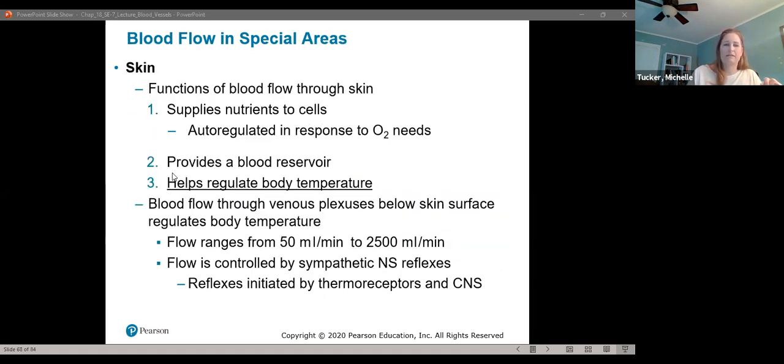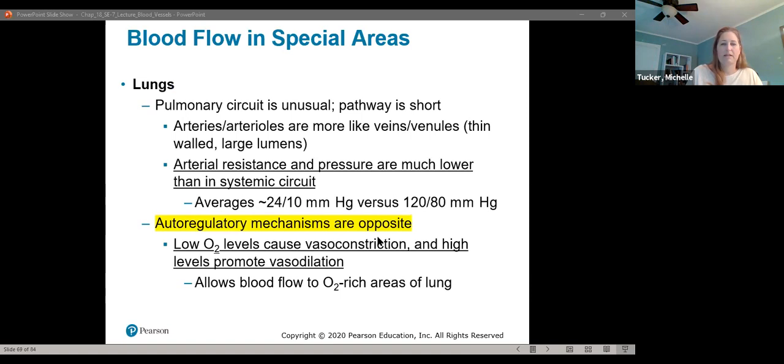For the skin, the one I like to focus on for right now, because you've already done integumentary, is the role in helping to regulate body temperature, and it's controlled by thermoreceptors in the hypothalamus, and then that relays through the sympathetic nervous system. Okay. The lungs. We're going there next. We're going to the respiratory system.